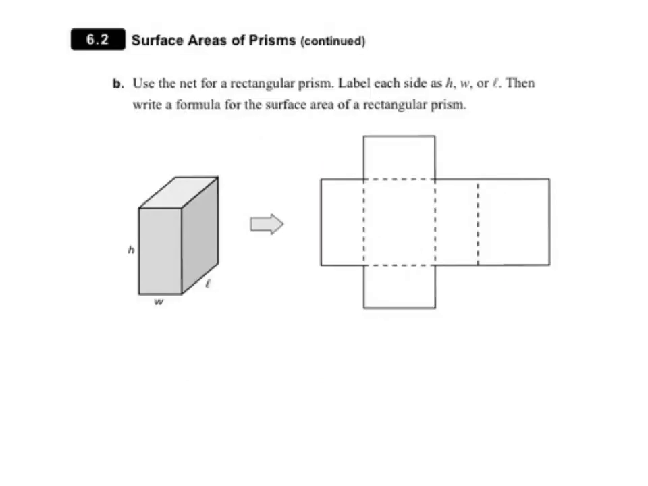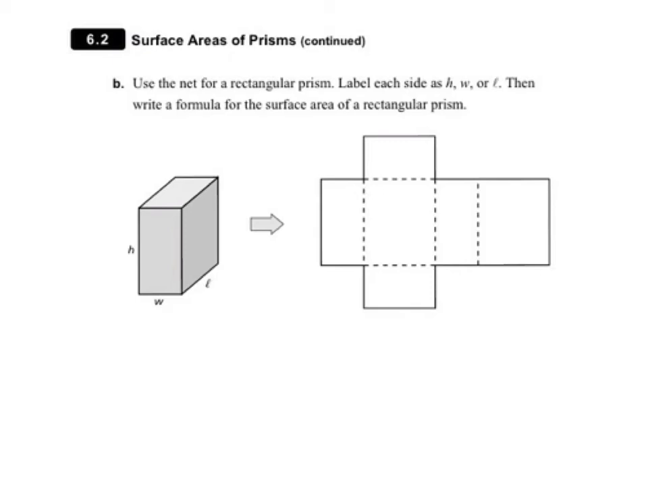Let's move on to page 142. Letter B says use the net for a rectangular prism. Label each side as H, W, or L, then write a formula for the surface area of a rectangular prism.